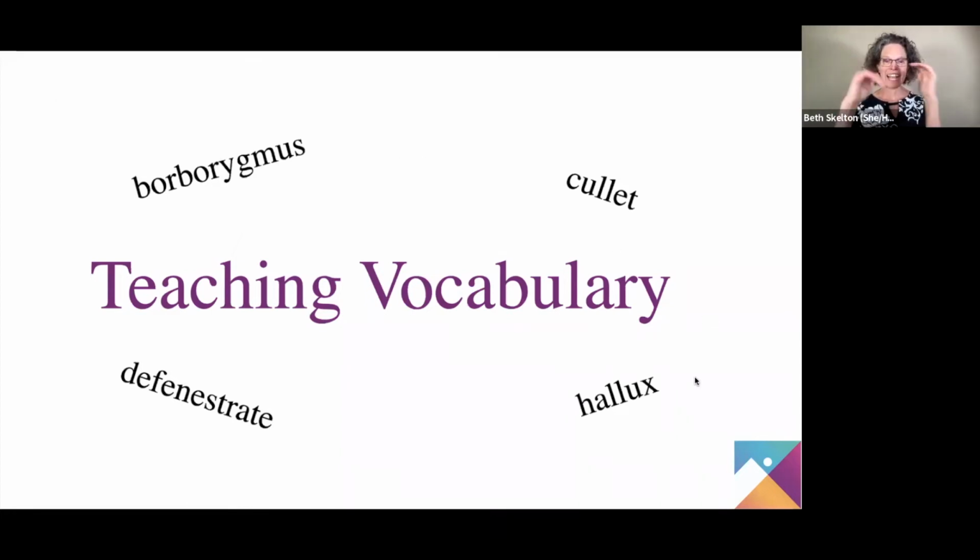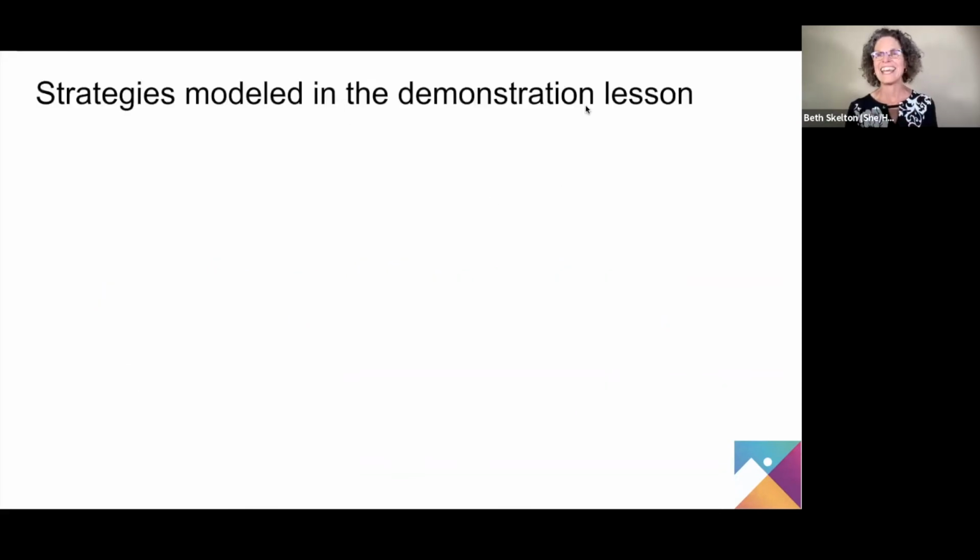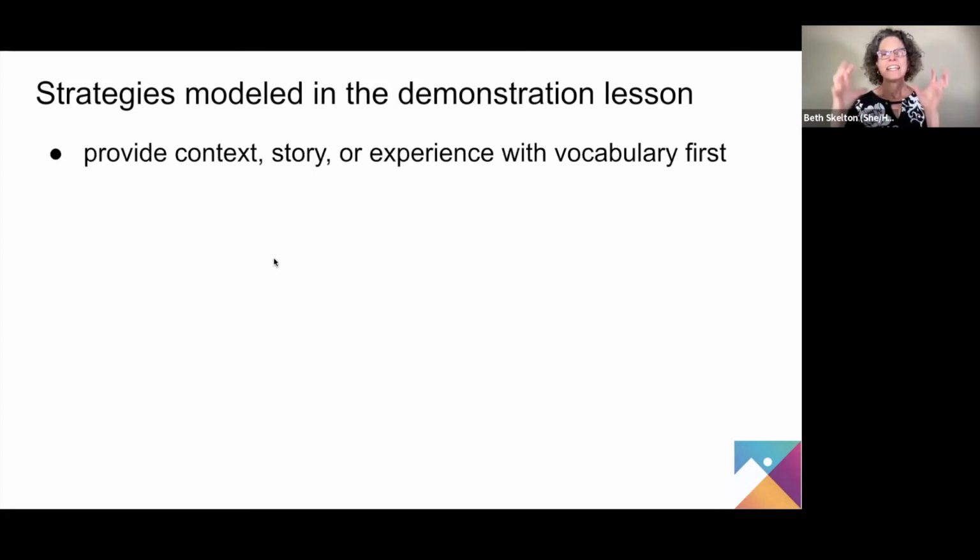Amazing, you guys. If we count all those that are in the chat, there's way more than 12. So I'm super impressed. The strategies that I was hoping you would pick up that I was modeling in the demonstration lesson were all of these: that the context of the story with the experience of the vocab is first. So you had already read the story. I was just using that story as the context to teach the words.